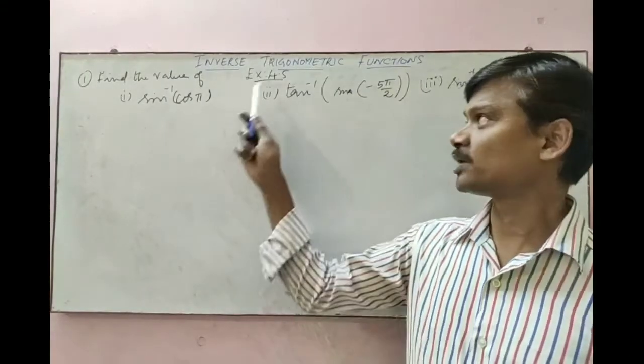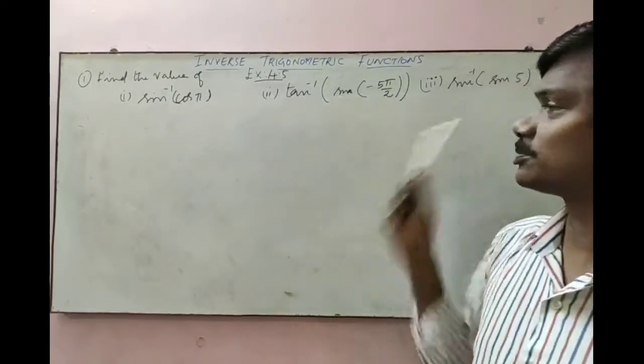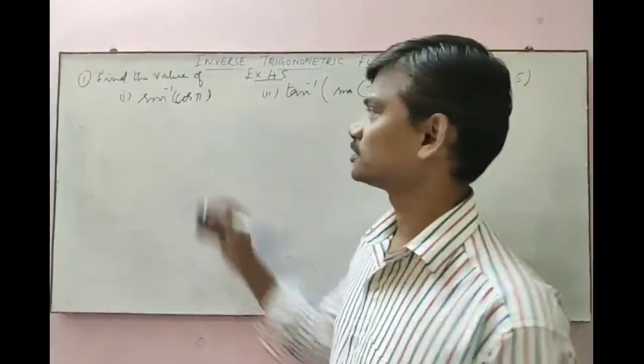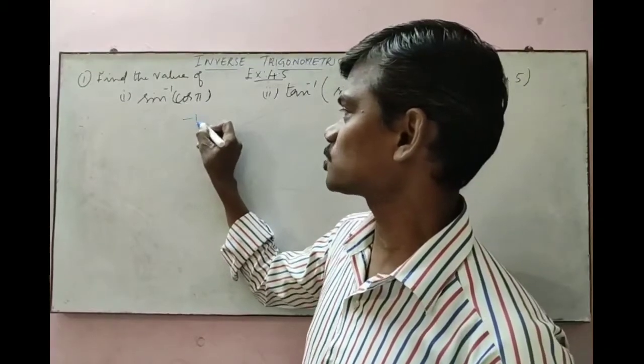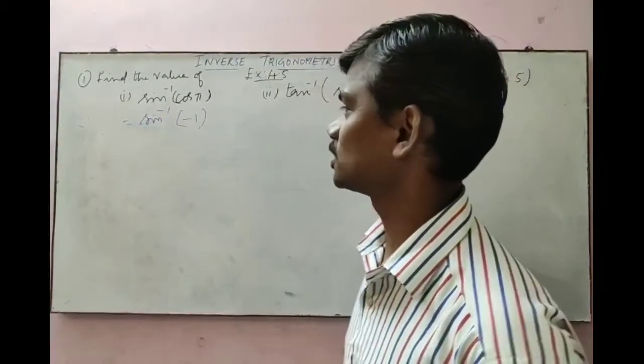Next, in exercise 4.5, the first sum is: find the value of, here we have 3 subdivisions. The first sum is sin inverse of cos pi. You know the value of cos pi. What is the value of cos pi? The value of cos pi is minus 1. So you will get sin inverse of minus 1.